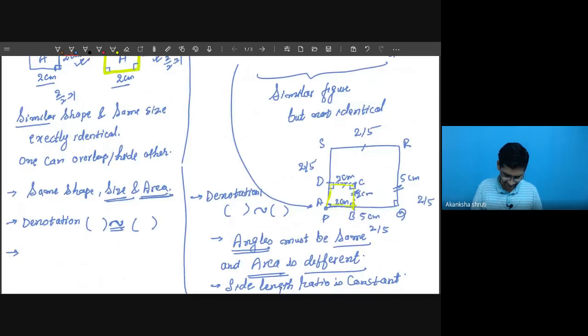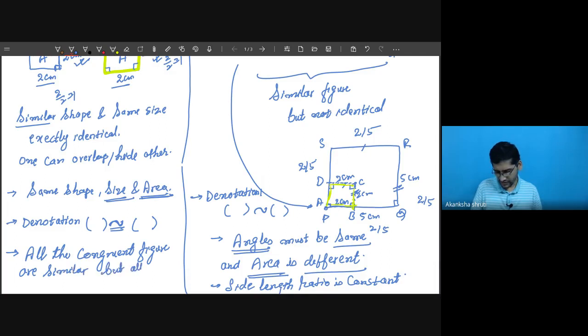Right here, all the congruent figures are similar, but all the similar figures need not be congruent. This is what we have to keep in mind. Okay, students.